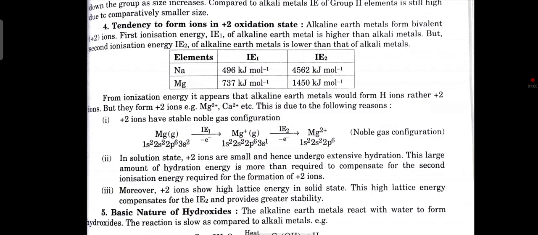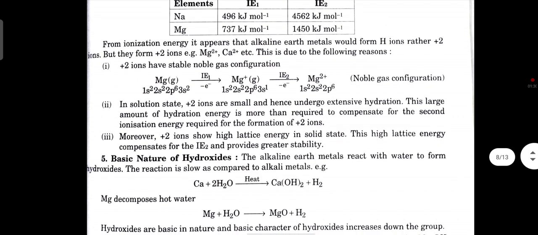Tendency to form ions in a positive oxidation state. Alkaline earth metals behave as bivalent. The first ionization energy of alkaline earth metals is higher than that of alkali metals, but the second ionization energy of alkaline earth metals is lower than that of alkali metals.